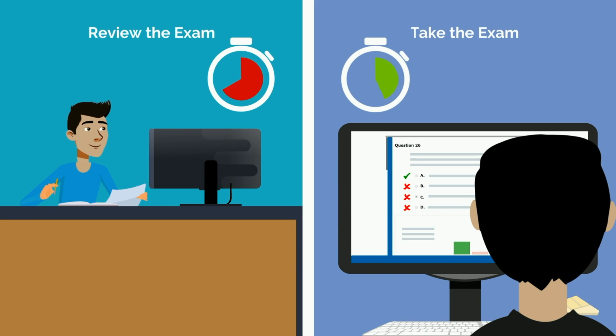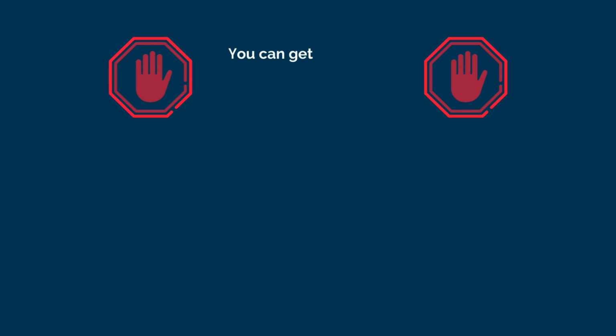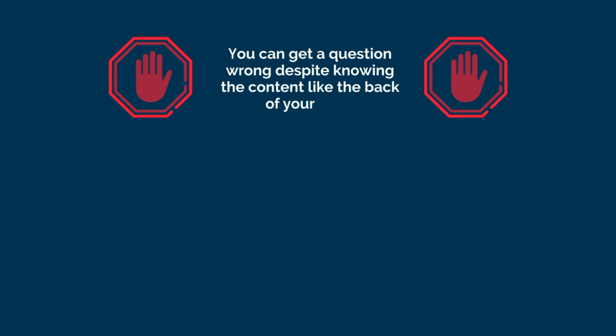It's important to review both your correct and incorrect answers, as you can get a question right for the wrong reason. That's a learning opportunity, and this can translate to substantial point differences on test day. Similarly, you can get a question wrong despite knowing the content like the back of your hand. This is also a crucial learning opportunity to see where the error occurred.